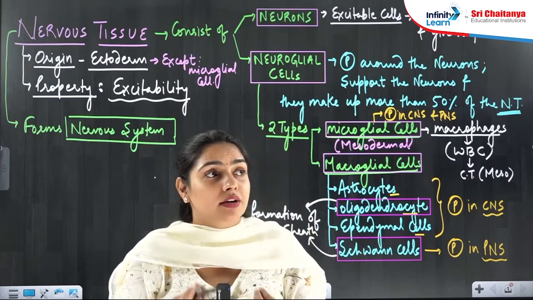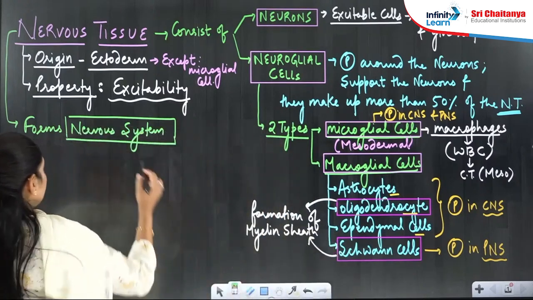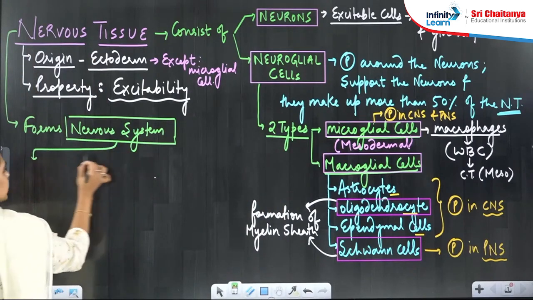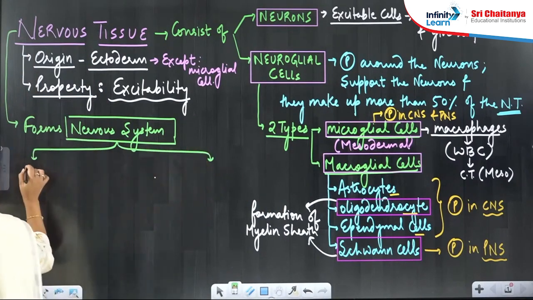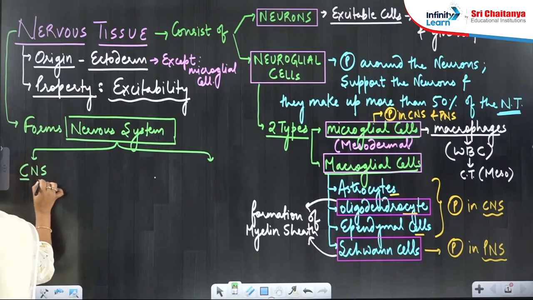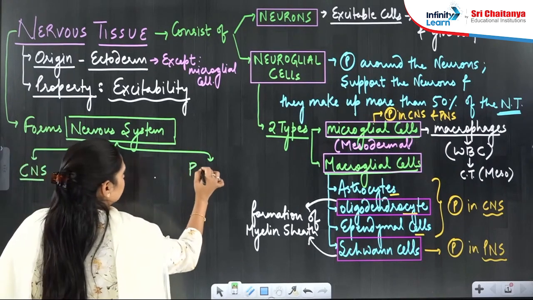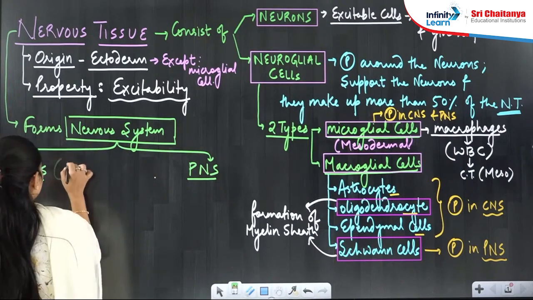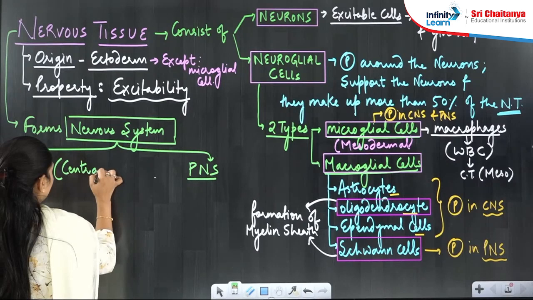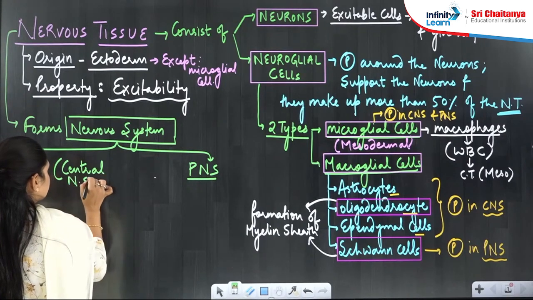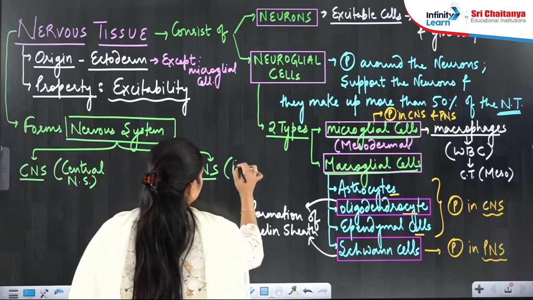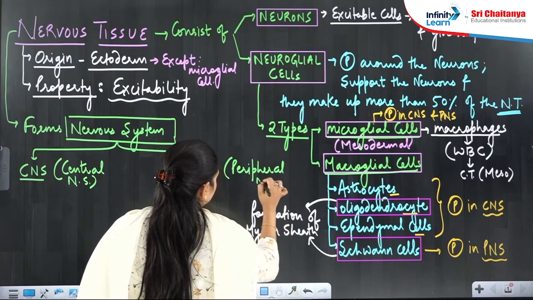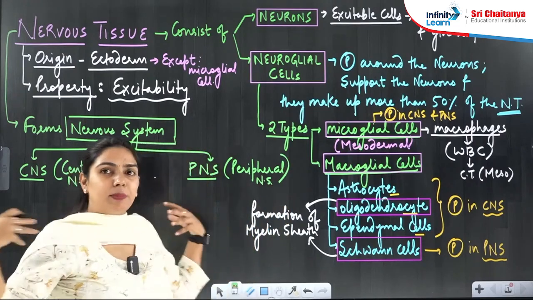Alright everyone, our nervous tissue. So now nervous tissue is forming the nervous system. Nervous system is of two types: central nervous system, CNS, and peripheral nervous system, PNS. Let me write the full form also, otherwise you will say madam is writing only in short. Central nervous system. PNS means peripheral nervous system. Peripheral means periphery.